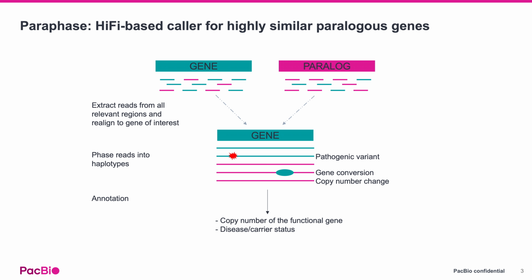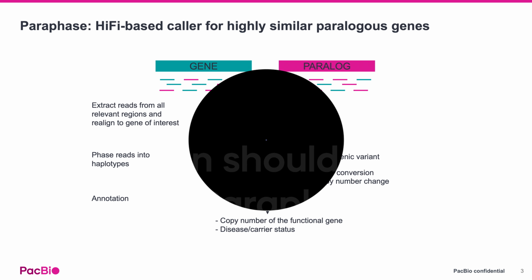We can annotate each haplotype as functional or non-functional, calculate the copy number of the functional gene in a sample, and infer the disease or carrier status of the sample.